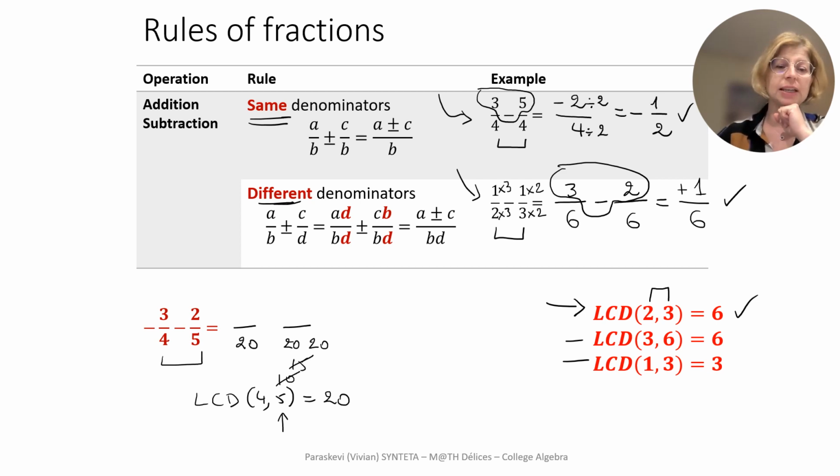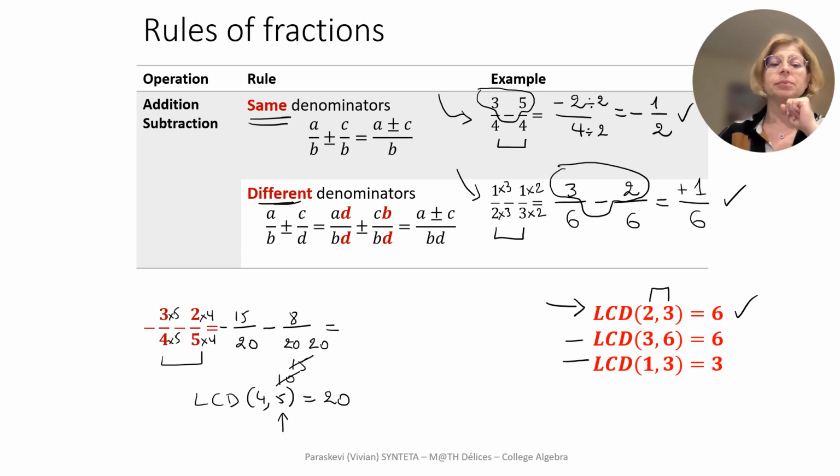In order to succeed, we have to multiply this with 5 and this with 4 to become 20. In order to keep the same value of each fraction, we will do the same thing on top. So here with the same number 5 and here with the same number 4. And the result is 15 up here and 8 up here. We will keep the same signs as it was before, so minus and minus.